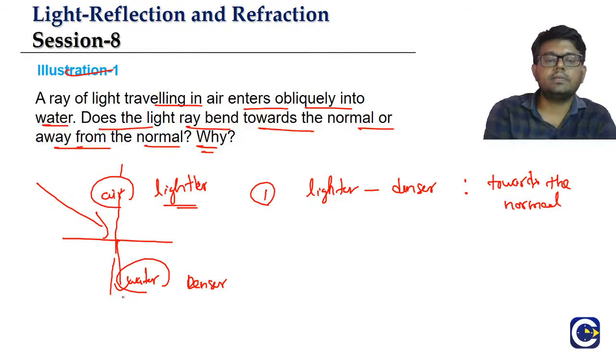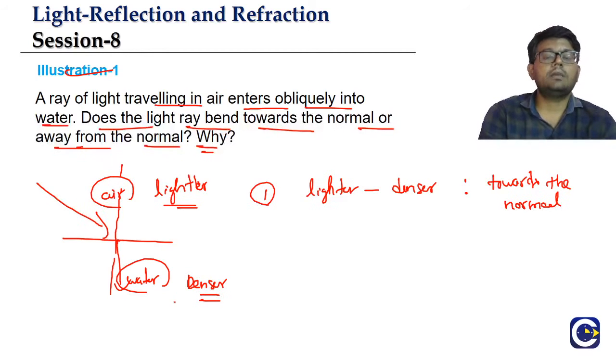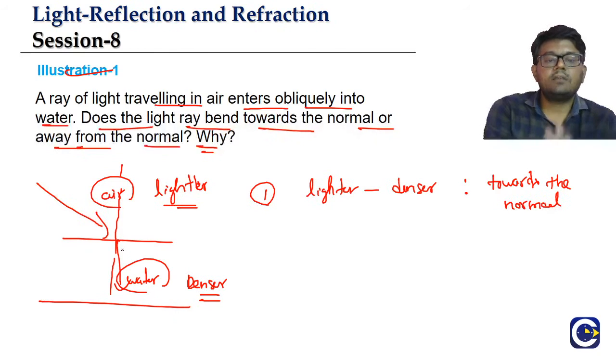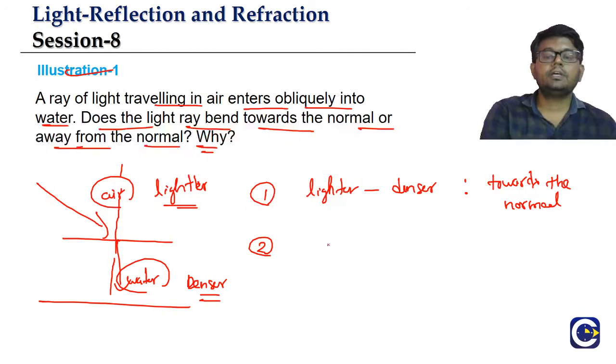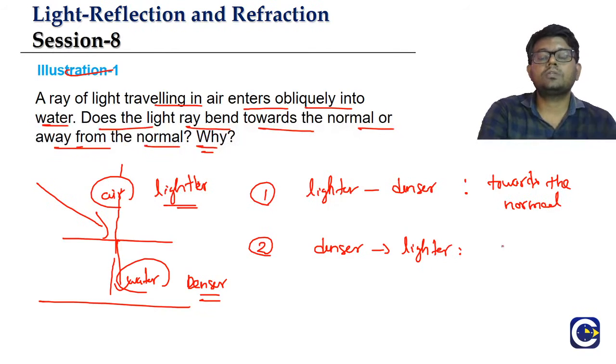Why will it bend towards the normal? In the denser medium the light will not be able to travel with that much speed; it will travel only slowly. To cover some distance, if it did not bend towards the normal it would take a longer path. Since the speed is decreased, it takes a shorter path. So the speed of light in the denser medium will be lesser, and hence it will bend towards the normal. If the ray of light enters in the other direction, denser to lighter, then the light rays will bend away from the normal.